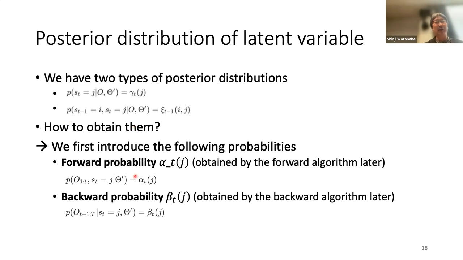The first one is the so-called forward probability, which is defined by this probability, and the backward probability, which is also defined by this probability. First, I explain why these two probabilities are used to form this computation. The first goal is to rewrite this equation based on this one and this one. How to get the forward and backward probabilities is explained later. The first target is to make a relationship between these two equations and the forward and backward probabilities.